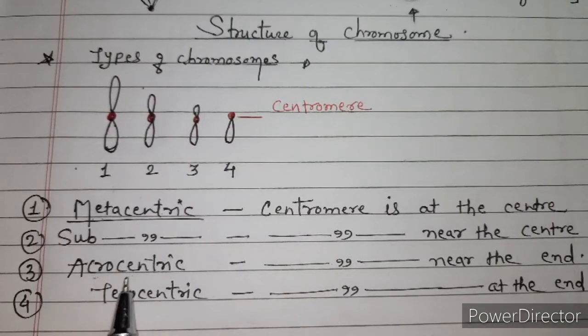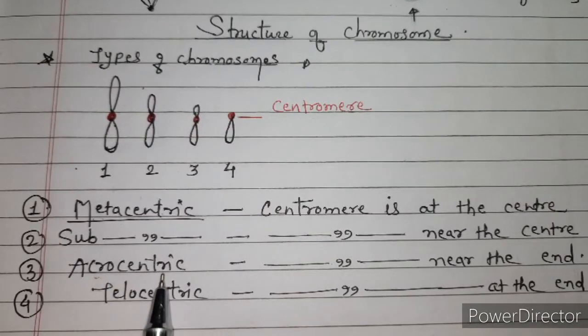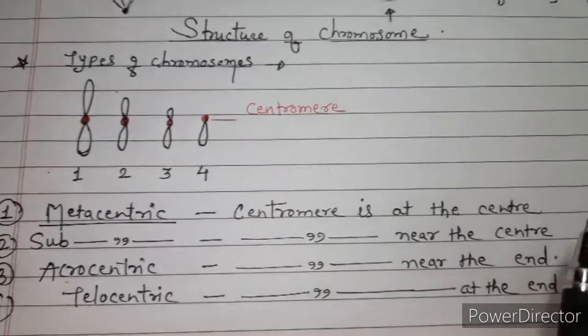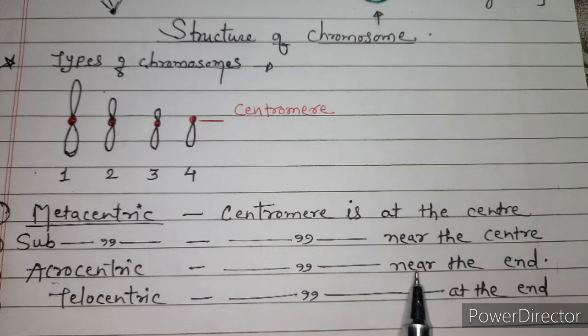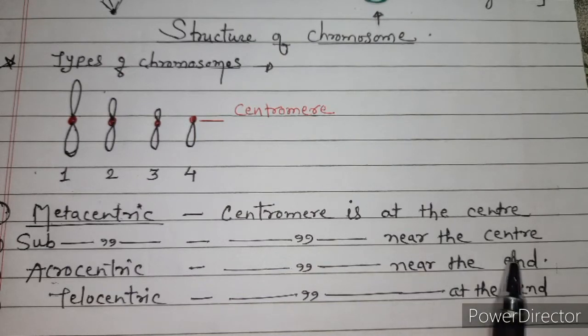Okay student. Now what is an acrocentric chromosome? In an acrocentric chromosome the centromere, that is the primary constriction, is present near the end. Near the end, not near the center.